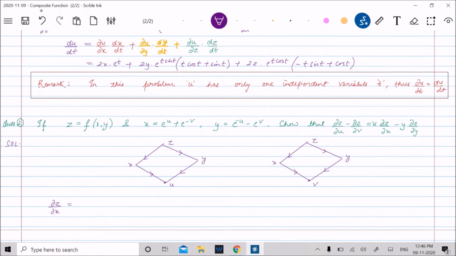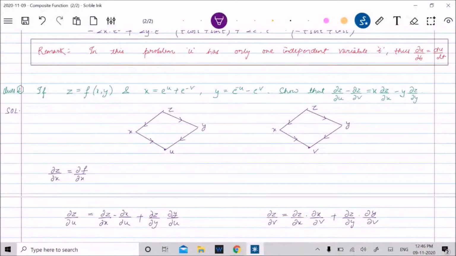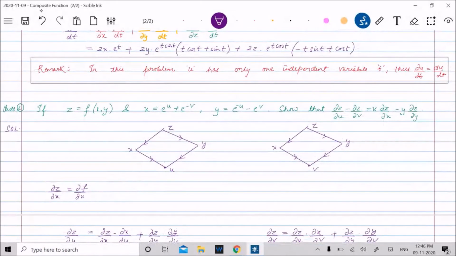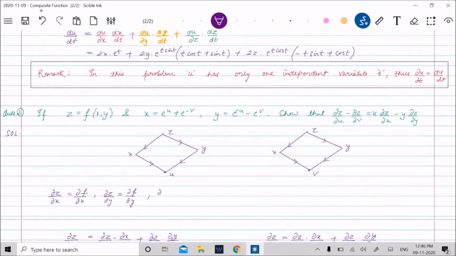Okay, so what will be the answer? Del f by del x, okay, fine. What else do I need? I need del z by del y also, and del z by del y will be similarly del f by del y. I also need del x by del u, and that can be found from there.